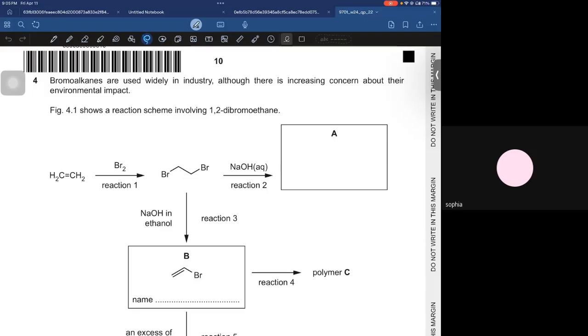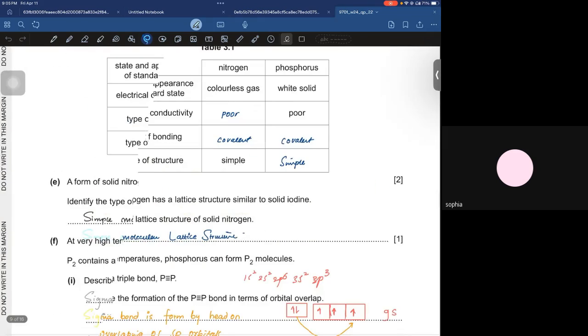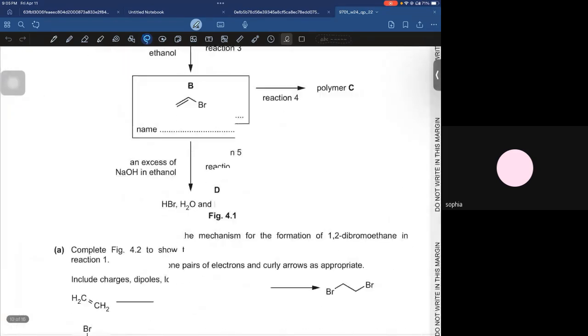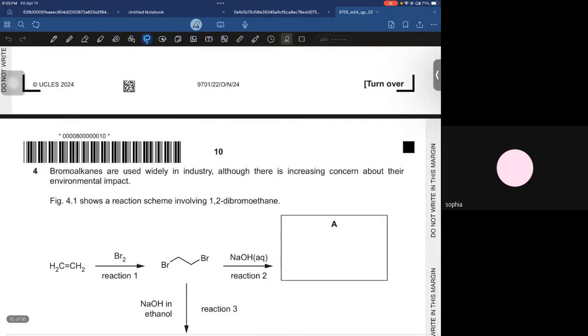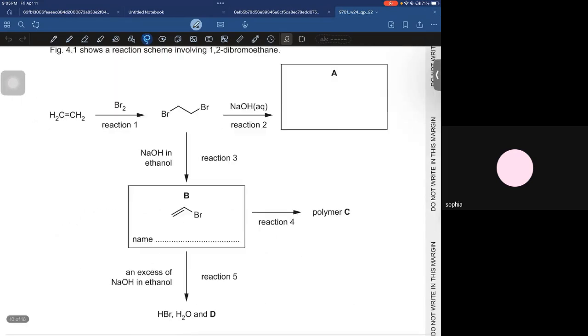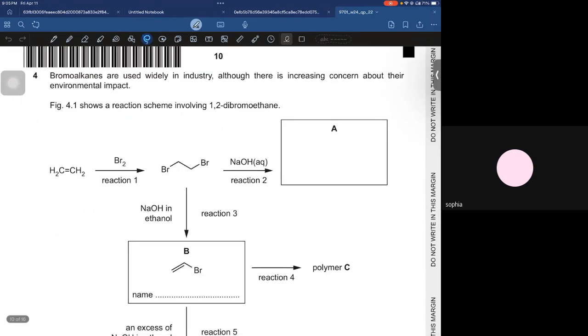Okay, so we have discussed till question number three, I think. Yes. Okay, this is 9701, paper 2, October/November 2024. Question number 4 says that bromoalkanes are used in industry although there is increasing concern about their environmental impact.